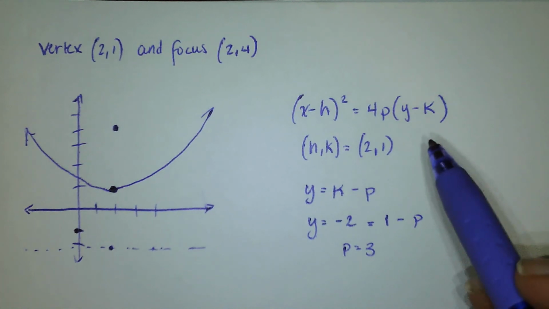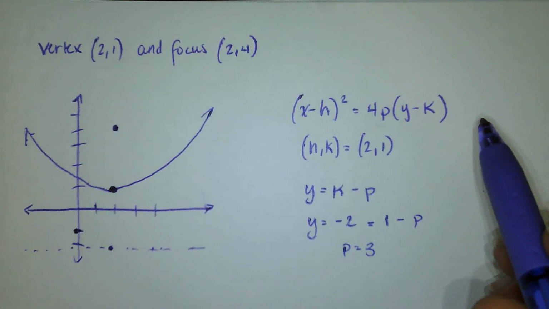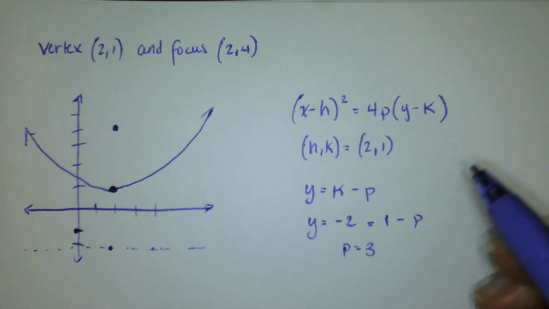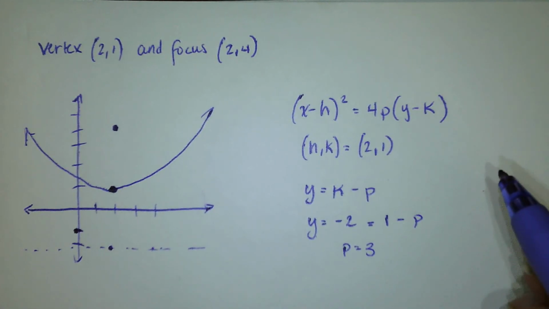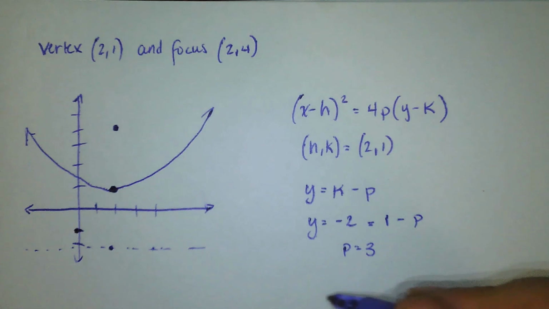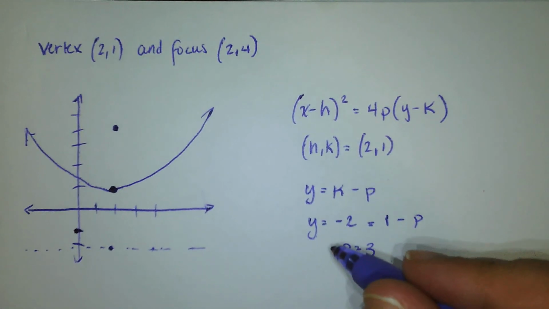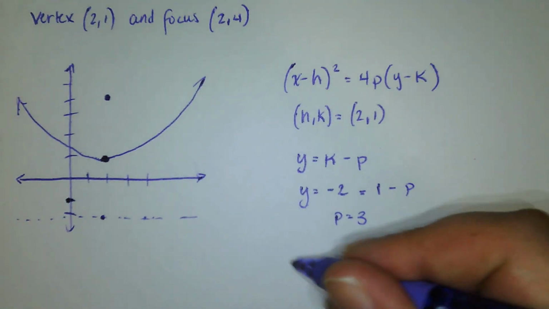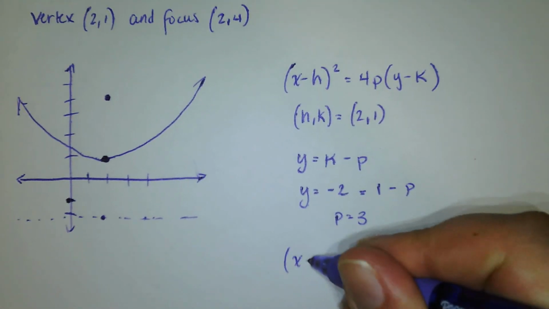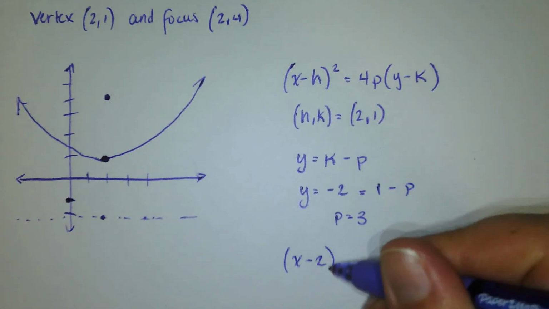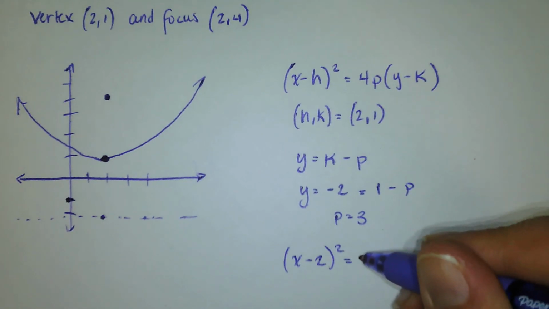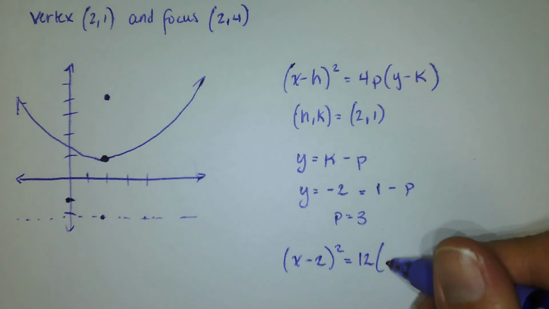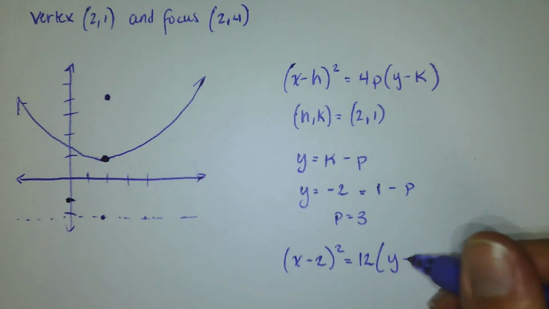So now we have enough information to put this all together. Let me just slide this up, I need a little bit more room. (x minus 2) squared equals 4 times 3, I'm going to make that a 12, times (y minus 1).